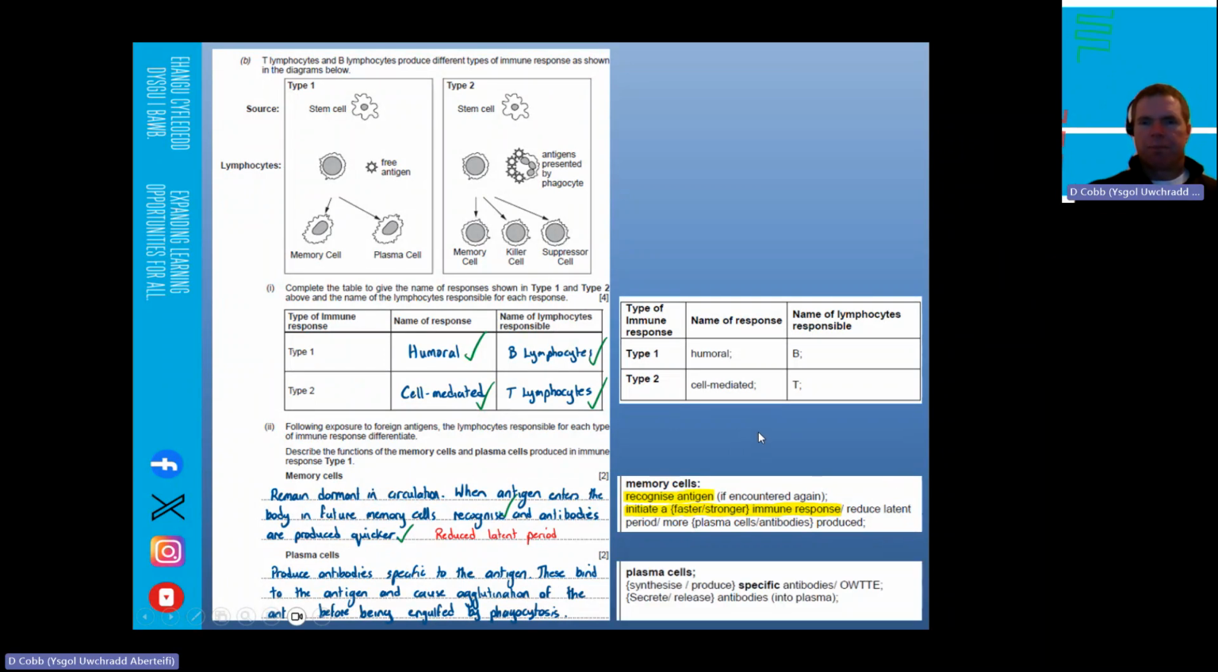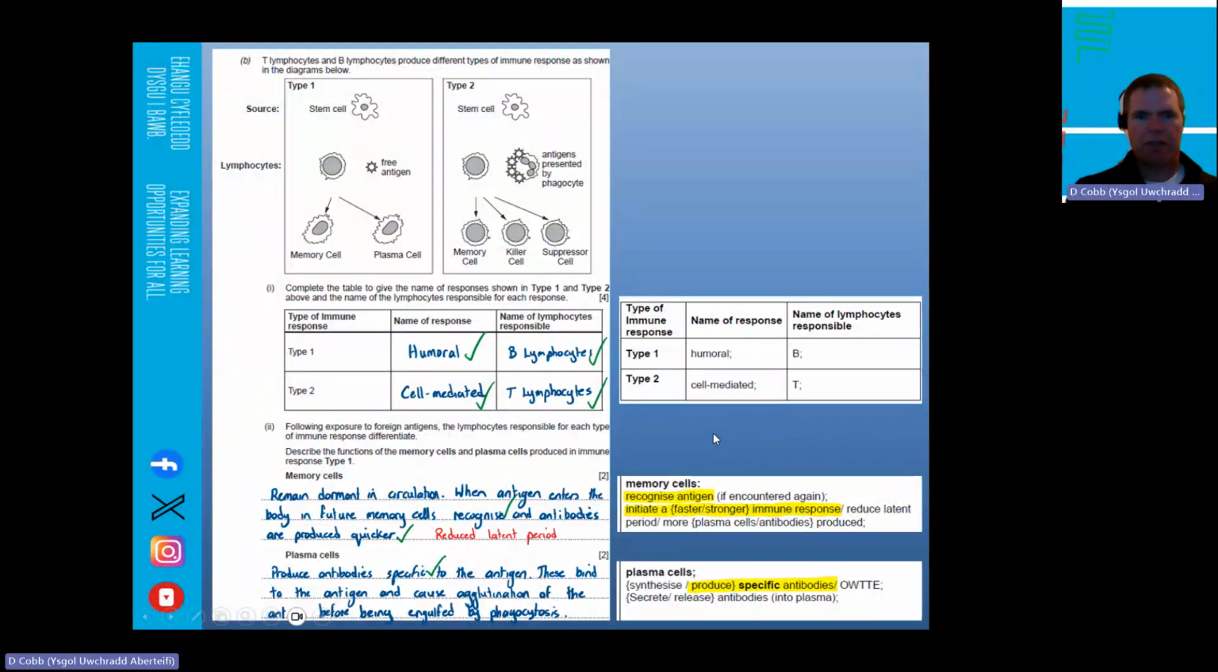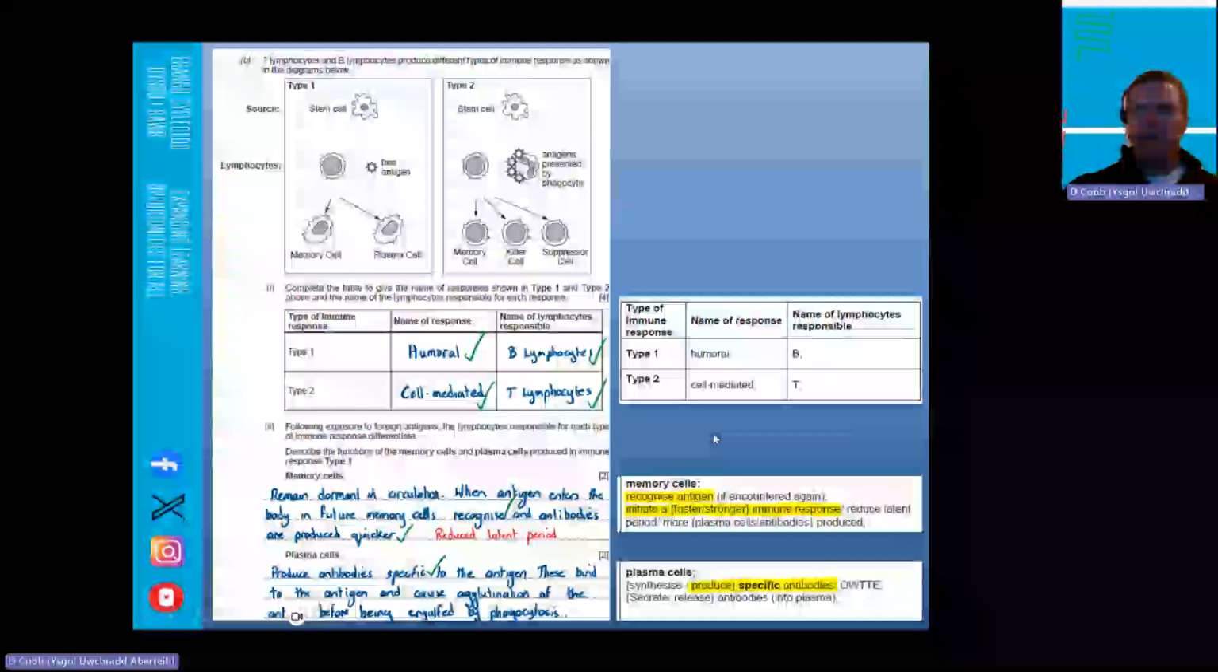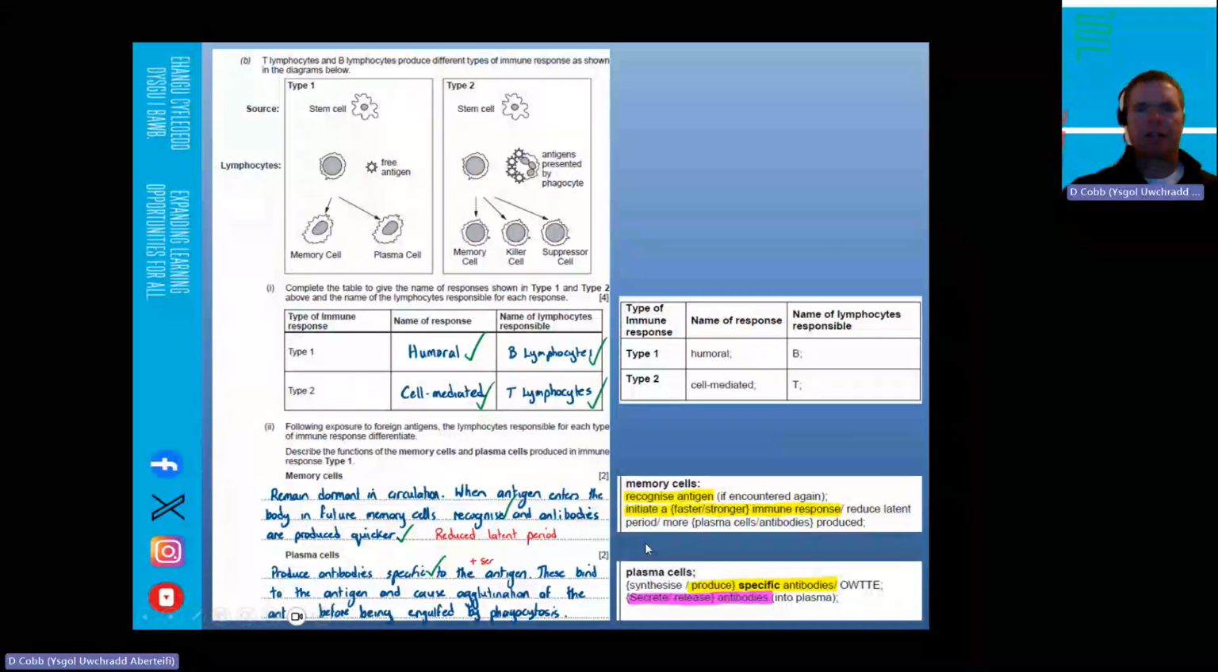Here's the mark scheme. The mark scheme says, taken directly from it, that plasma cells synthesize or produce specific antibodies. Well, I'm happy that I've said that. I said antibodies specific to the antigen. And the second mark is for saying that they release those antibodies into the plasma or into the blood. Well, I haven't said that. I think that's quite a nasty mark scheme. But hey, I didn't get the marks.